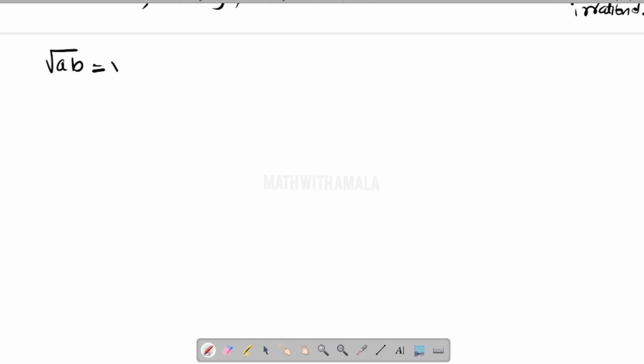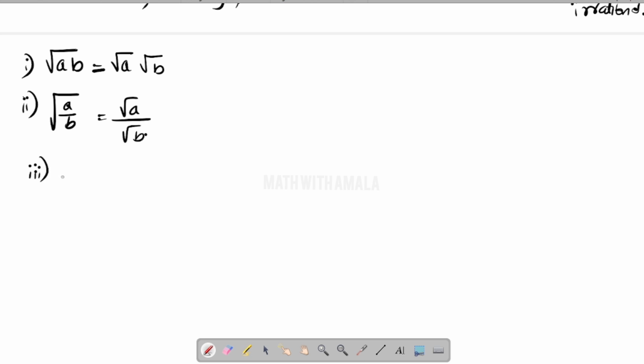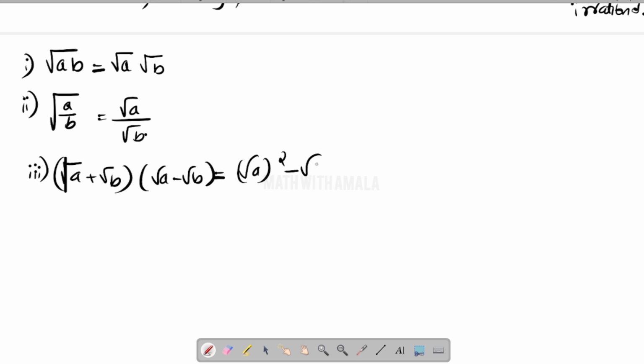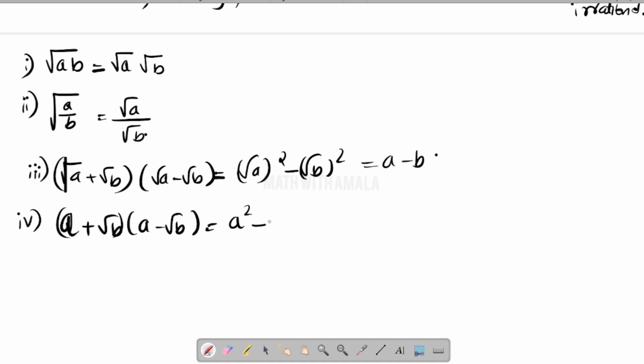Now let's have some cases or some operations which include the real numbers. That means it can be a rational or irrational. Let's take root AB, which is equal to root of A into root of B. Next, root of A divided by B is root of A divided by root of B, which is a common operation that we know already for rational numbers. Then root of A plus root of B into root of A minus root of B is equal to root of A the whole square minus root of B the whole square, which is equal to A minus B.